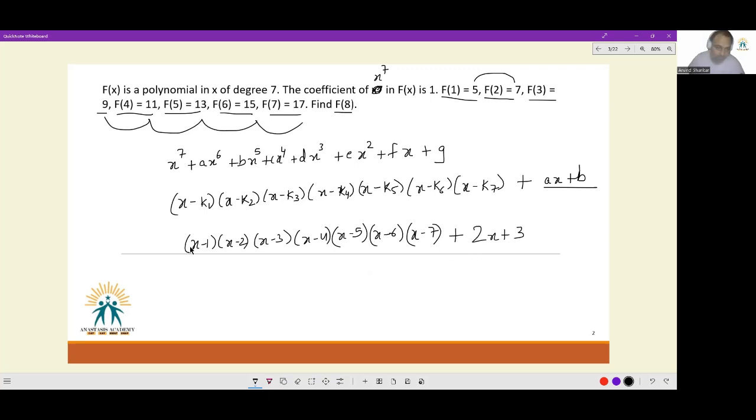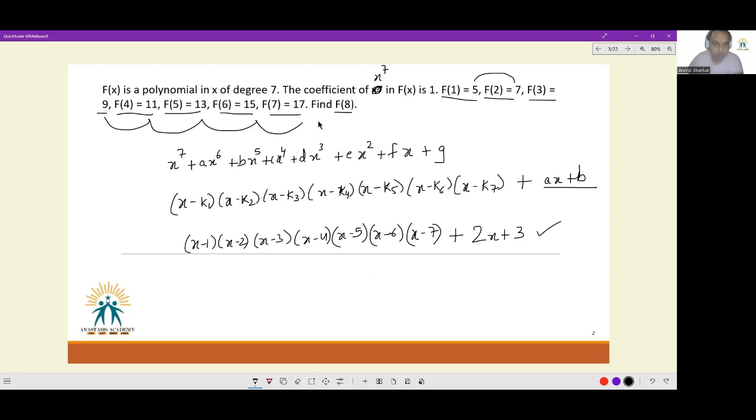Now see, if you put down the value of x equal to 1, the first set of brackets would be 0, and then you'll get 2 into 1 plus 3, 5. If you put down x as 2, the first set of brackets will give you 0, and 2 into 2 plus 3 will give you 7. If you put down x as 3, the first set of brackets will give you 0, and 2 into 3 plus 3 will give you 9. So this expression is the final form for this polynomial.